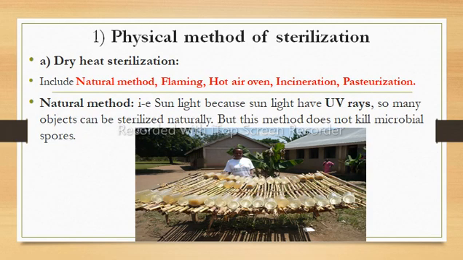In physical methods of sterilization, dry heat can be used to sterilize items. Dry heat destroys microbes by causing denaturation of proteins. They include the natural method, flaming, hot air oven, incineration and pasteurization. Natural method of sterilization: as we know, sunlight has an active germicidal effect due to the presence of ultraviolet rays. It is a natural procedure for sterilization which reduces the number of microbes in water tanks and lakes.